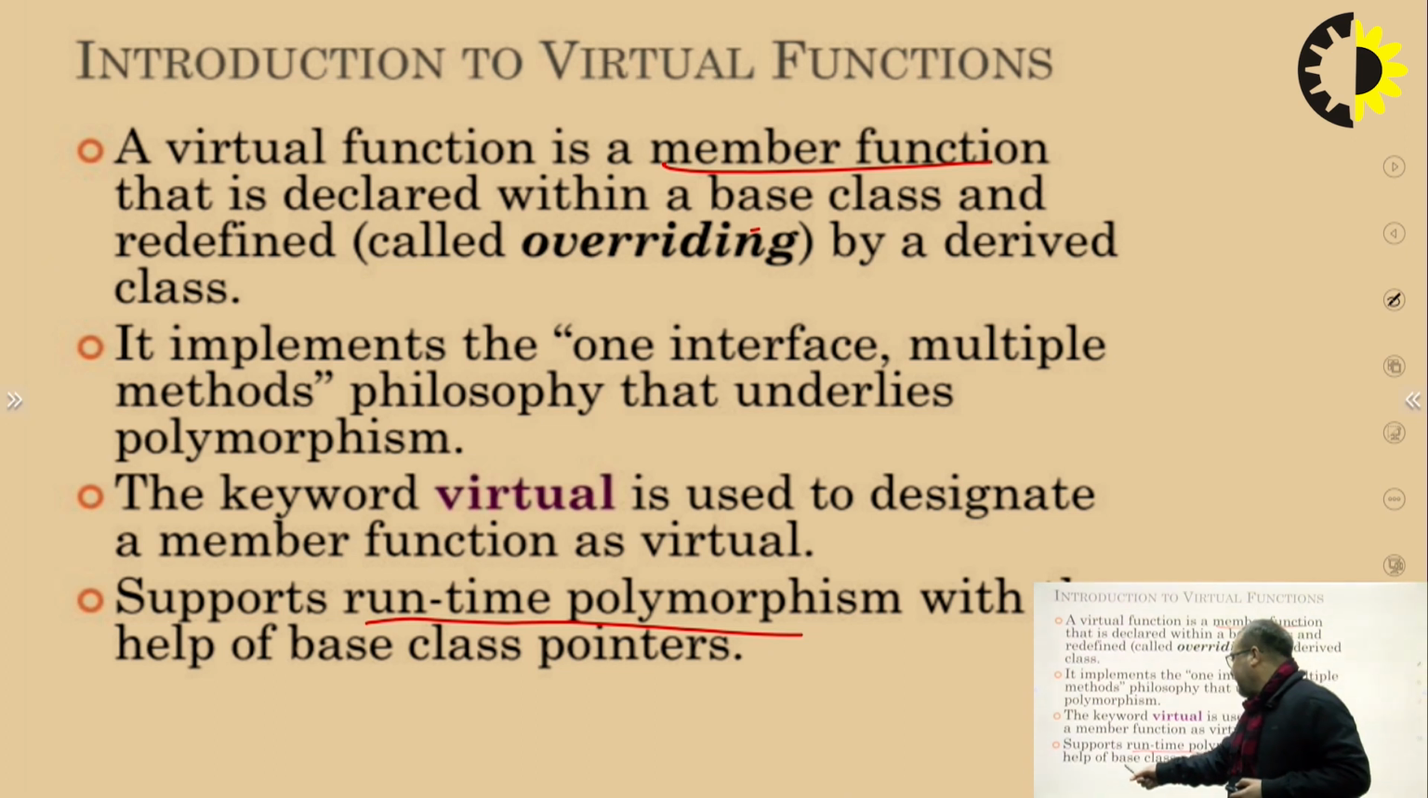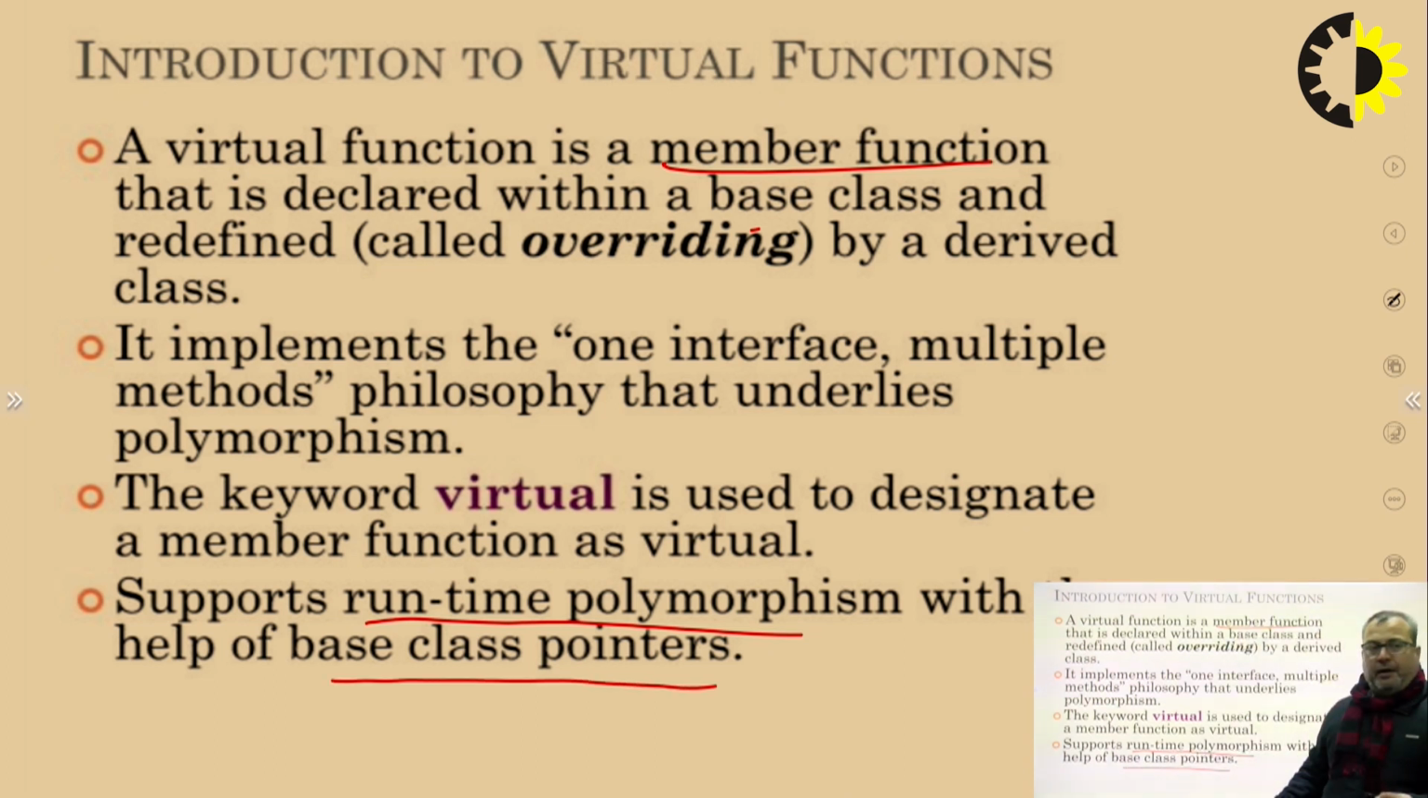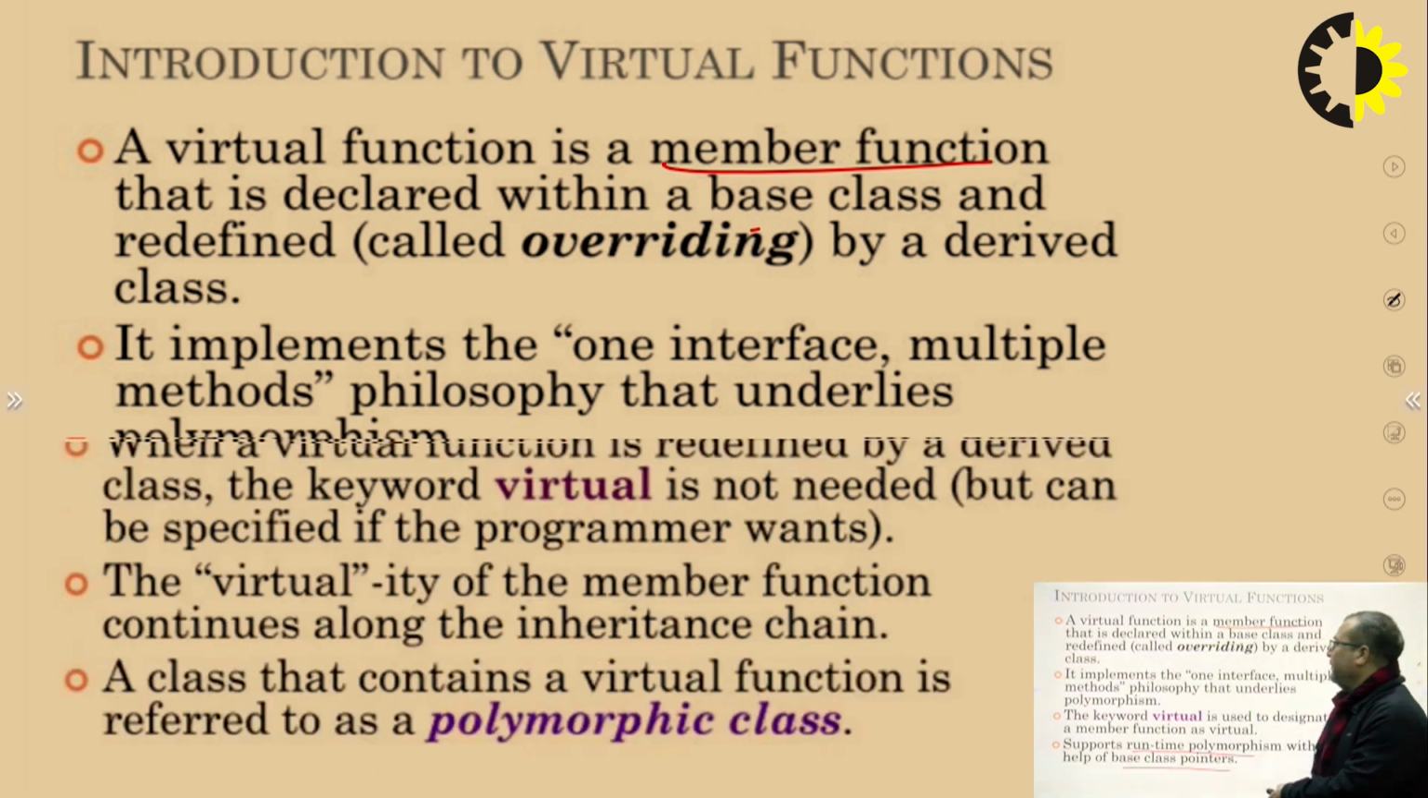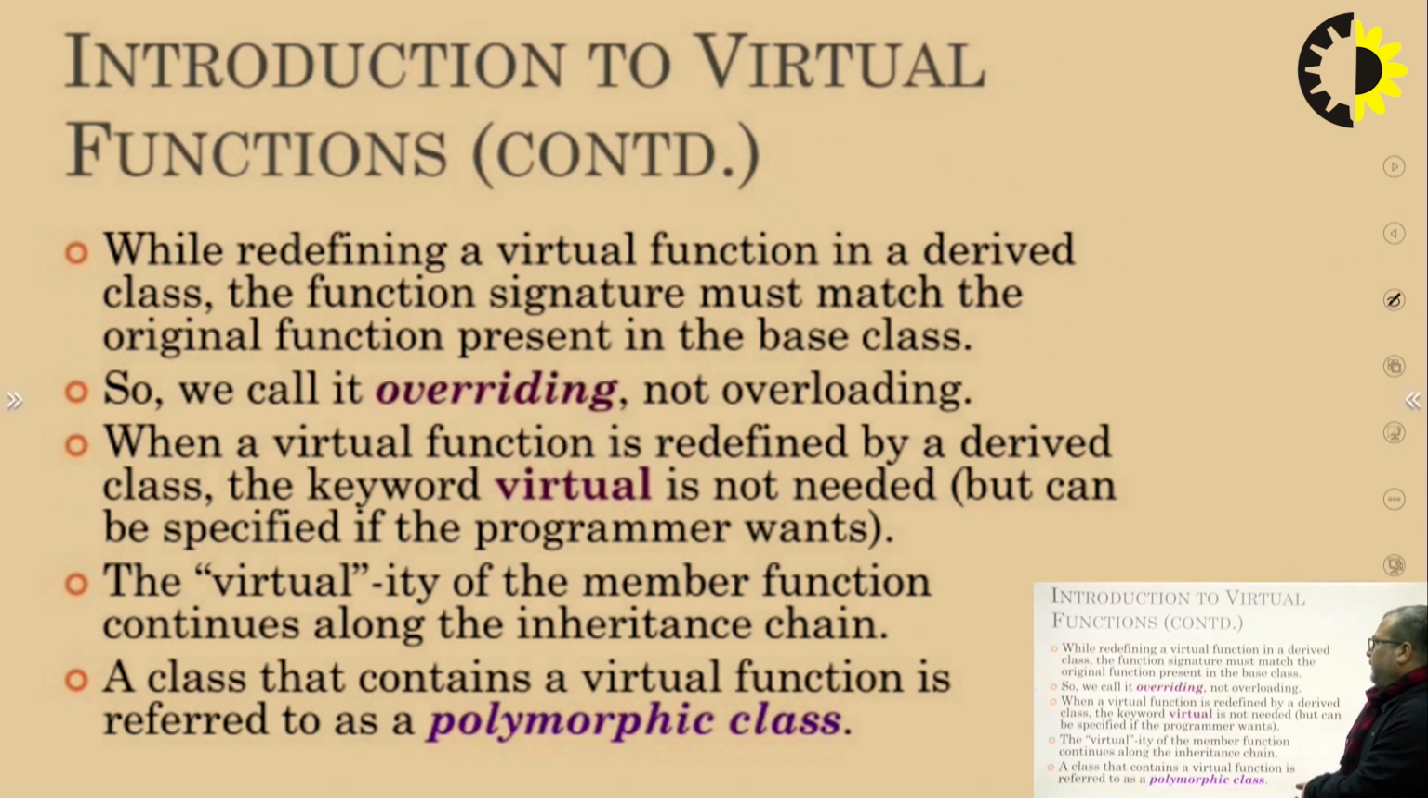We require the base class pointer because in a base class pointer, you can store the address of a base class object as well as a derived class object. While redefining a virtual function in a derived class, the function signature must match the original function present in the base class. So we call it overriding, not overloading.